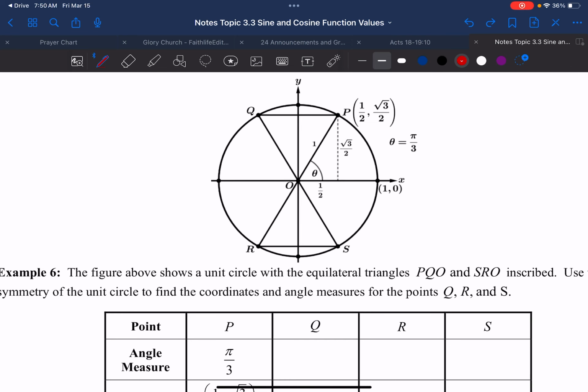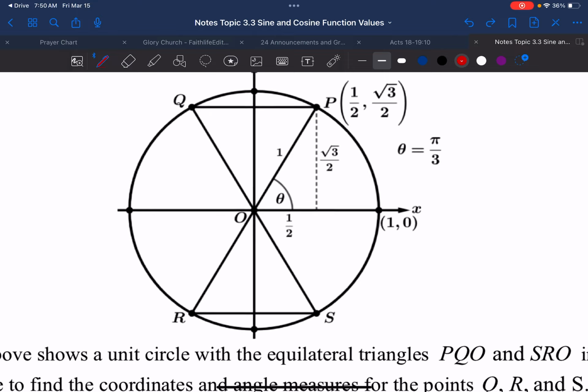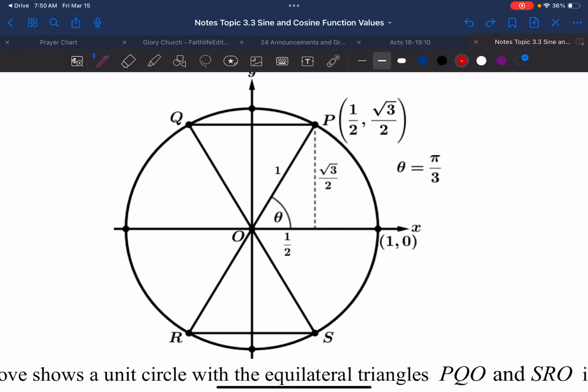If you want to talk more on Monday about how that actually works and the why and the what behind it, I can give you videos. I can give you more time. But just for the sake of time here, we know that this is pi over 3, right? Like we know that this is pi over 3.